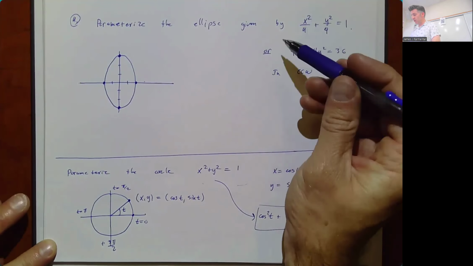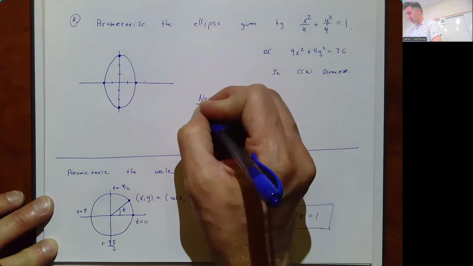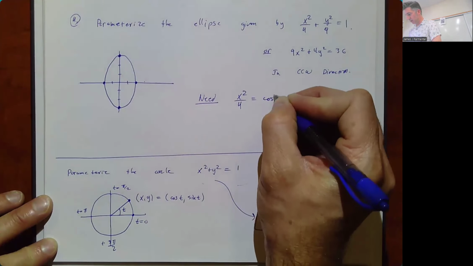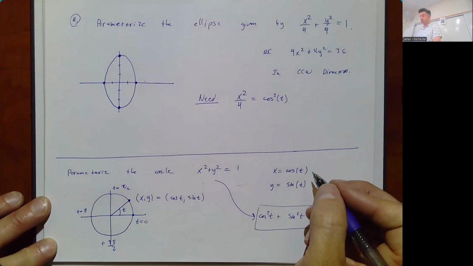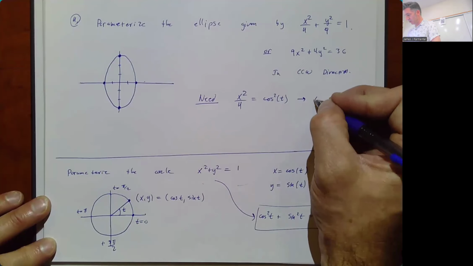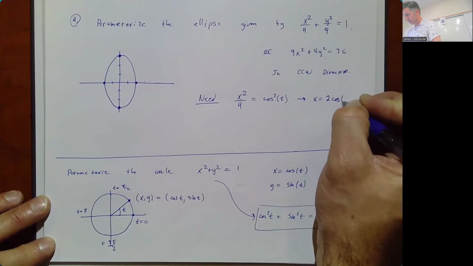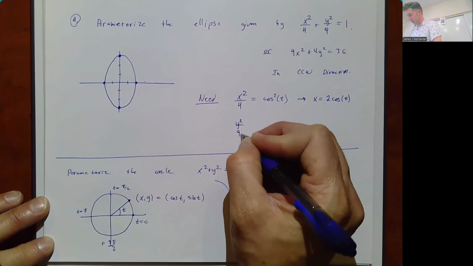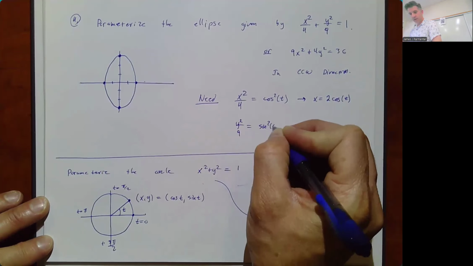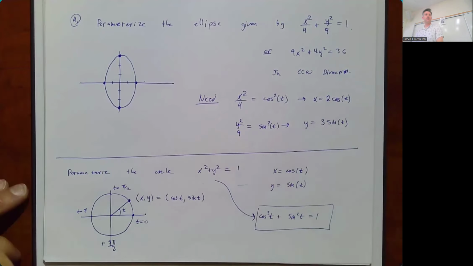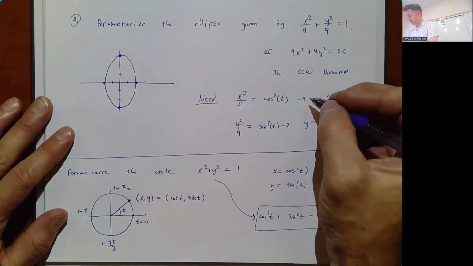So to make that happen, what I need is x squared over 4 to equal cosine squared of t, which means I need x squared to equal 4 cosine squared, or x to equal 2 times cosine of t. In a similar way, I need y squared over 9 to equal sine squared of t. So I need y to equal 3 sine of t. And this will give us the parameterization of this ellipse.